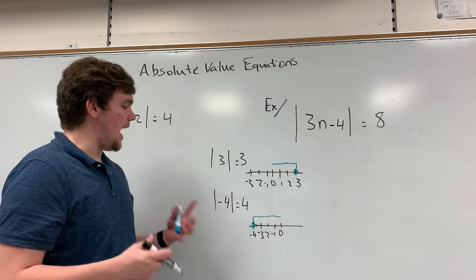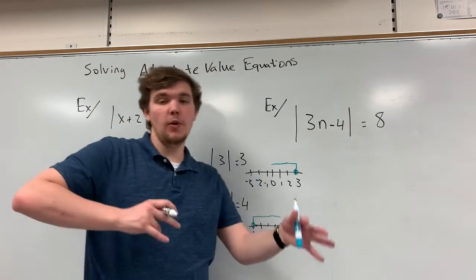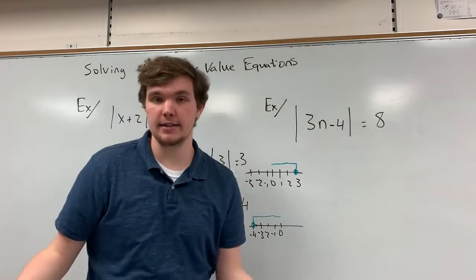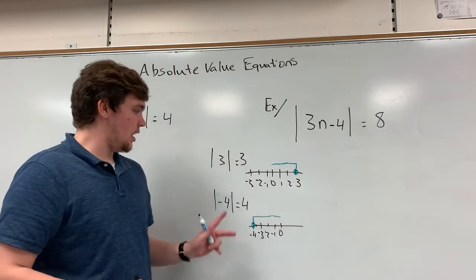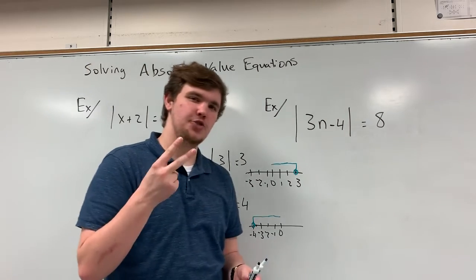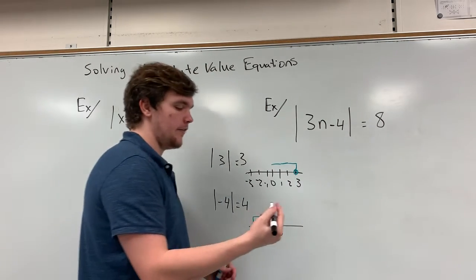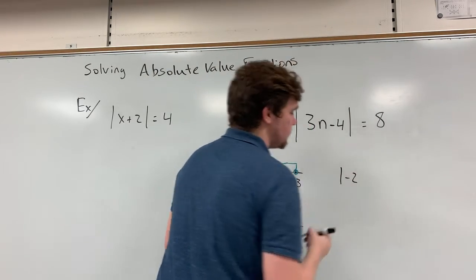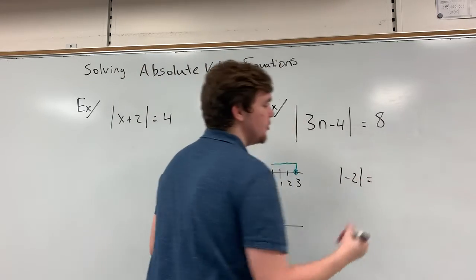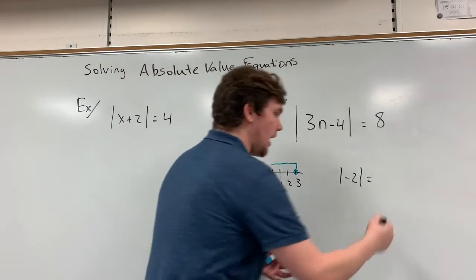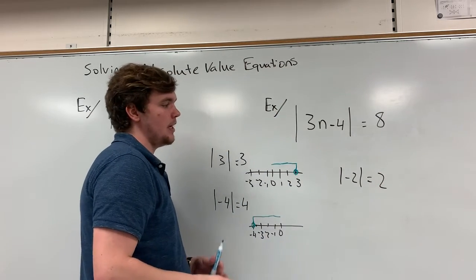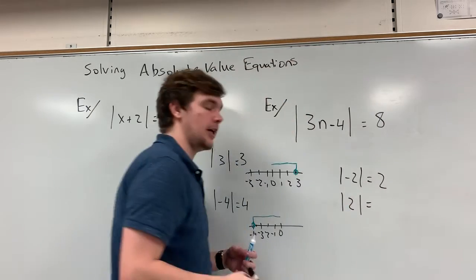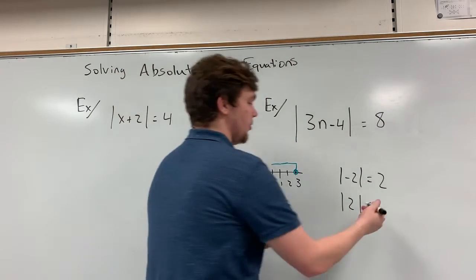So absolute values essentially mean that once you simplify the inside of the absolute value as much as you can, you're really just going to make it positive, okay? But the trick is that absolute values kind of give us two answers most of the time. For example, the absolute value of -2 is just 2. And the absolute value of 2? Well, it's just 2.